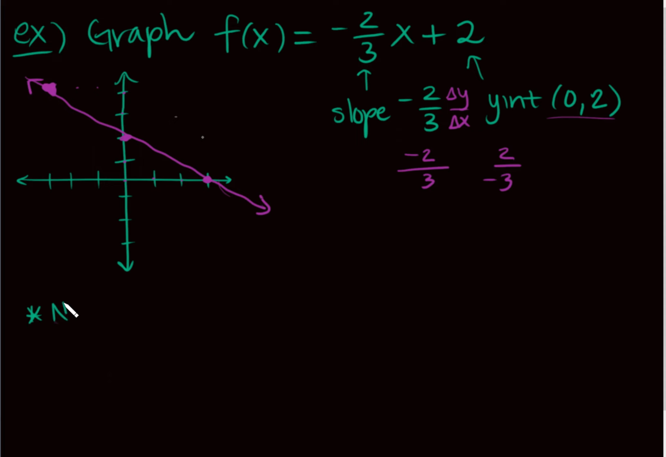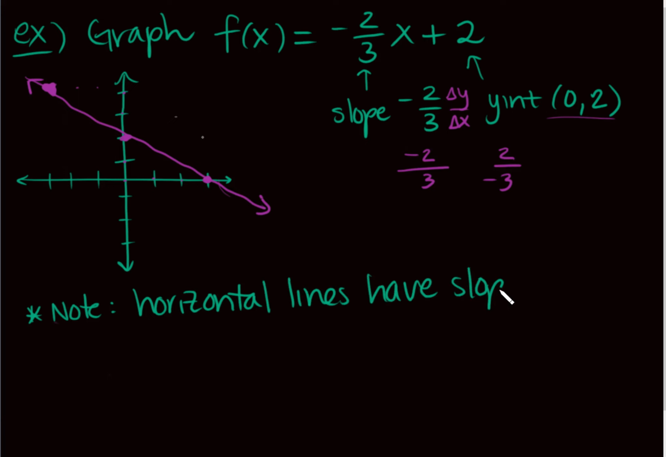Note, horizontal lines have no slope, or it's 0. Horizontals. Horizontal lines have slope 0. That makes sense, right? So it'd be, remember, change in y over change in x. X can do whatever it wants. Y isn't going to change at all, so I'm going to get 0 over 3 or whatever number. So I have 0 slope.